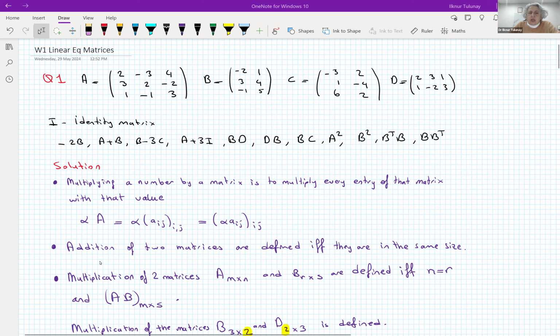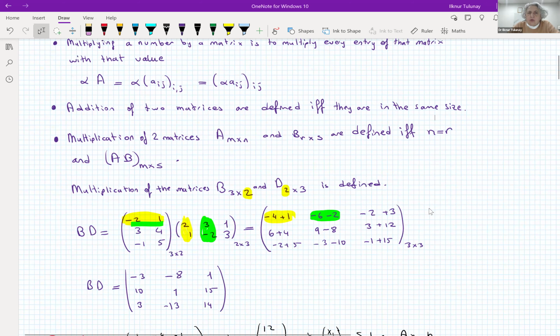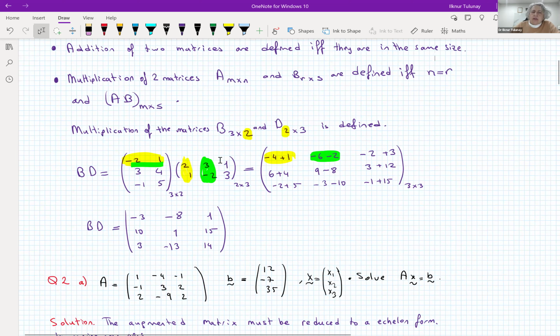And the next question is BD. Would it be possible to multiply B and D? That's the focus area for me at the moment. So B is a matrix of 3 rows, 2 columns, and D has 2 rows, 3 columns. In matrix multiplication, the rows of the first matrix we multiply with the columns of the second matrix, and we write it down in the corresponding position.